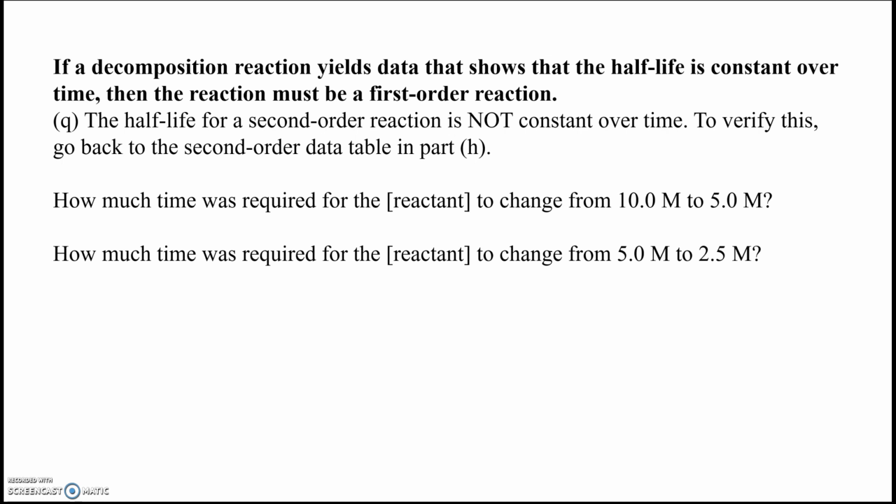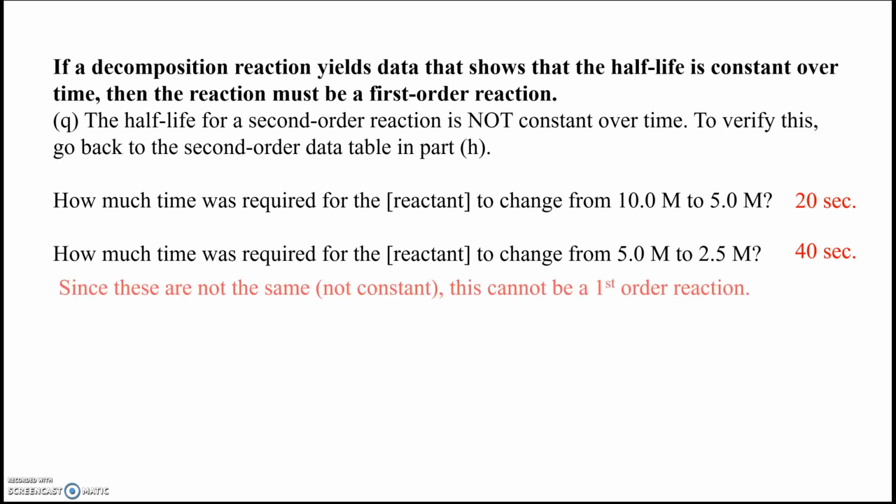So if the decomposition reaction data shows that the half-life is constant over time, then it must be first order. The half-life for a second order reaction is not constant over time, and to verify this, let's go back to our second order data table in part H. How much time is required for the reactant concentration to change from 10 to 5? 20 seconds, but to go from 5 down to 2.5, it's 40 seconds. So that time to cut in half is not the same. Therefore, it is not first order, which we knew going in.